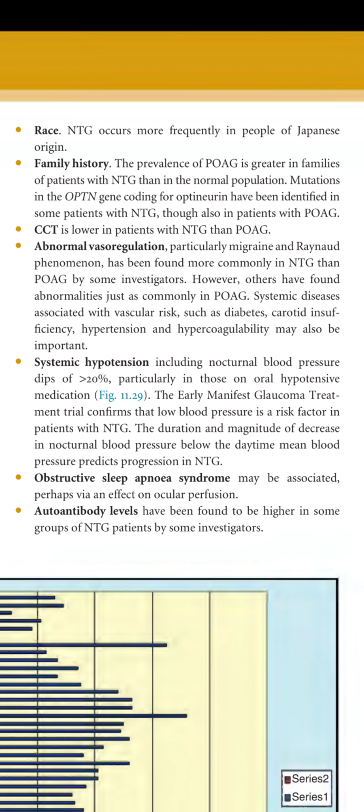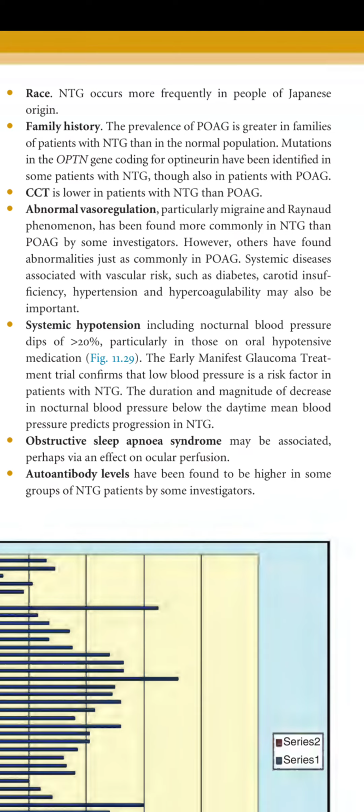CCT is lower in patients with NTG than in POAG. So very important, CCT is lower. Then there is abnormal vasoregulation, particularly migraine and Raynaud's phenomenon, which has been found more commonly in NTG than POAG by some investigators. However, others have found such abnormalities just as commonly in POAG. Systemic diseases associated with vascular risks such as diabetes, carotid insufficiency, hypertension, and hypercoagulability may also be important.